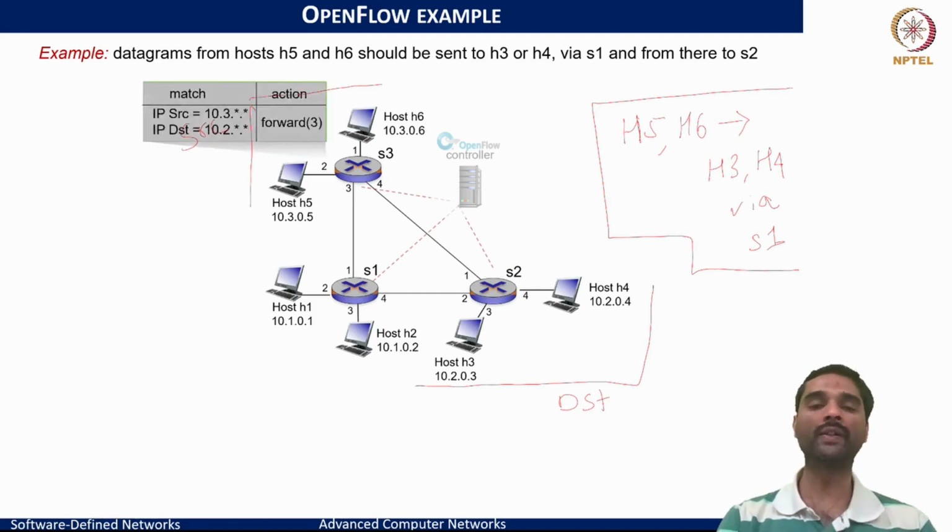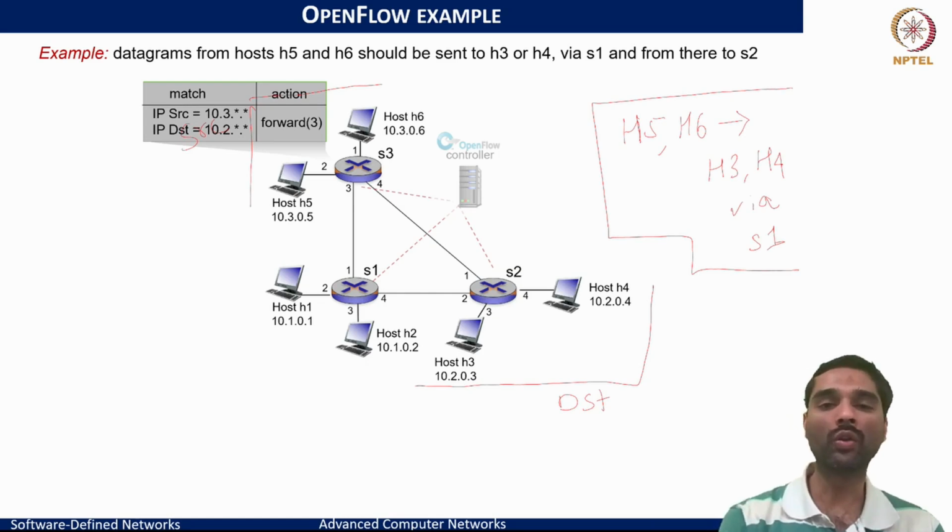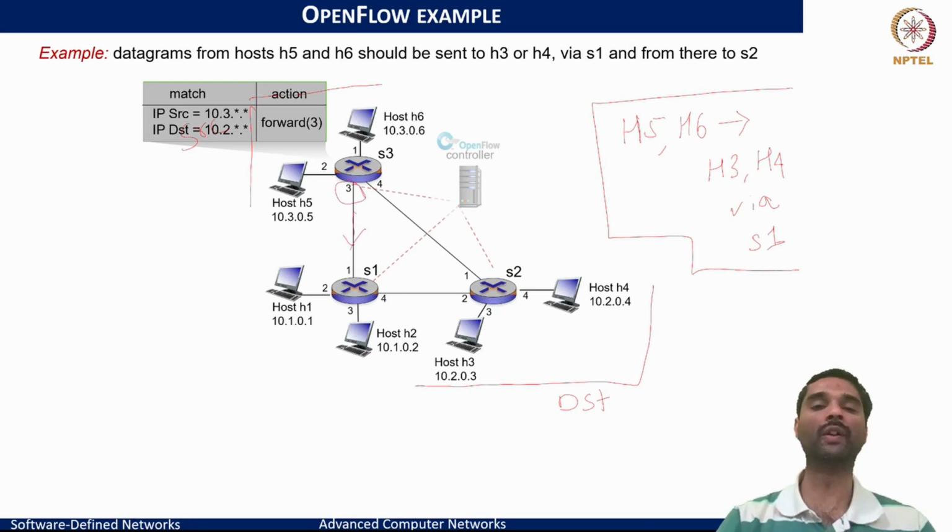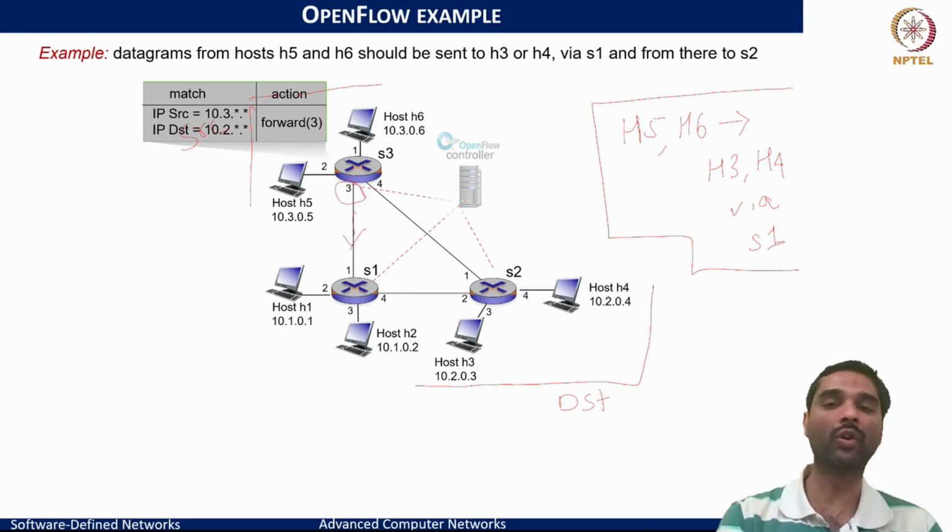And at S3, we would want to see that if the IP source happens to be 10.3, which is basically matching both H5 and H6, and if the IP destination happens to be 10.2, that is matching H3 and H4 on the destination side, then we would want to forward such packets on this port 3, that is this particular link. And that would ensure that S3 would always match these rules and then forward the packets on the output port 3 to make sure that the packets reach S1.